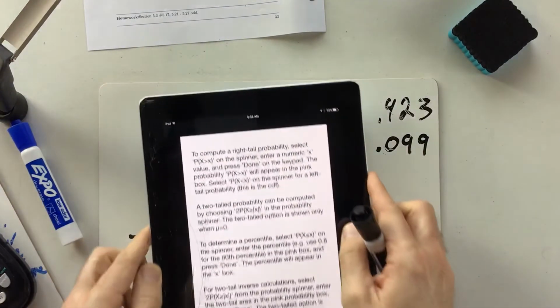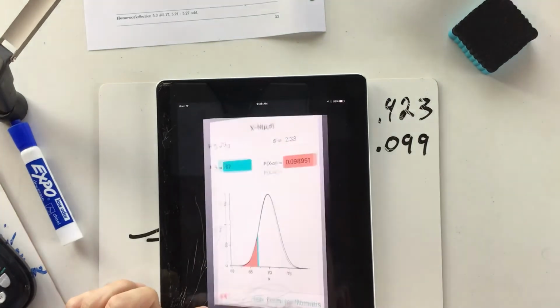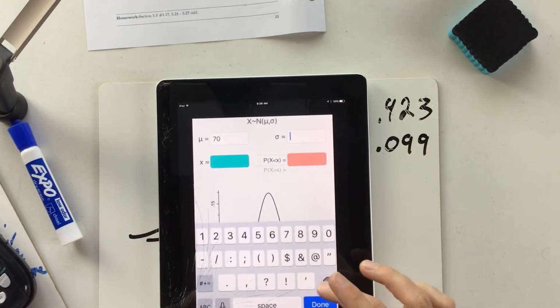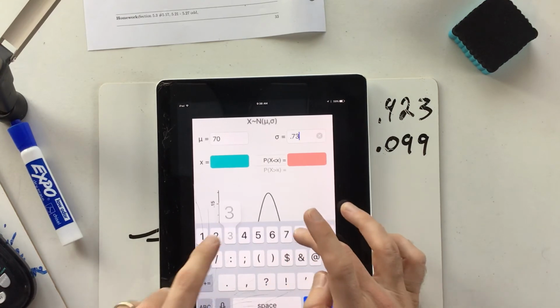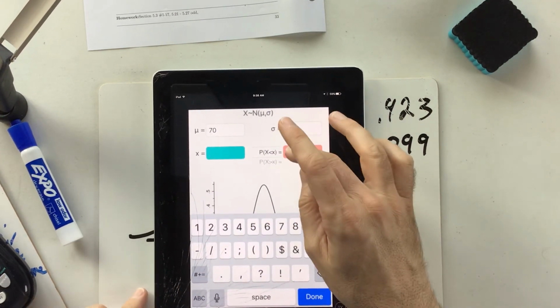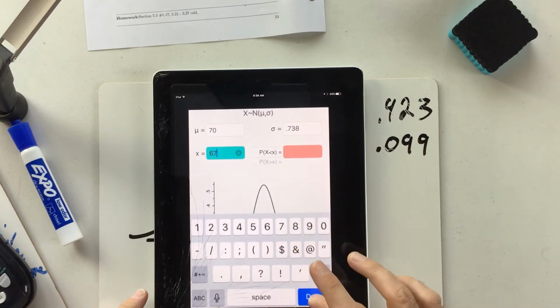So let's come here. Oh, I didn't want to ask for help. There we go. So now I've got 70. I'm going to put 0.738 into my app. Again, if you're working on Excel or you're working on your calculator, good, those work just fine as well. I'm just using the app because I think it's going to put us all on the same page. And then I'll put 67 and hit enter.